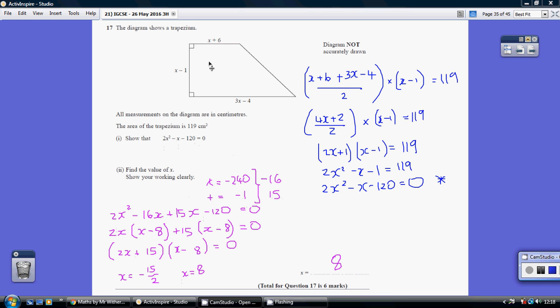Now remember, we're dealing with lengths here. One of the lengths is x take away 1. So clearly we can't have x being negative, because it'll go further into the minuses and you can't have negative lengths. So the value of x, the only one that is actually a real value, one that works as a real life value here, is 8. The minus 15 over 2 is just a theoretical value. So 8 is the only answer we should give.